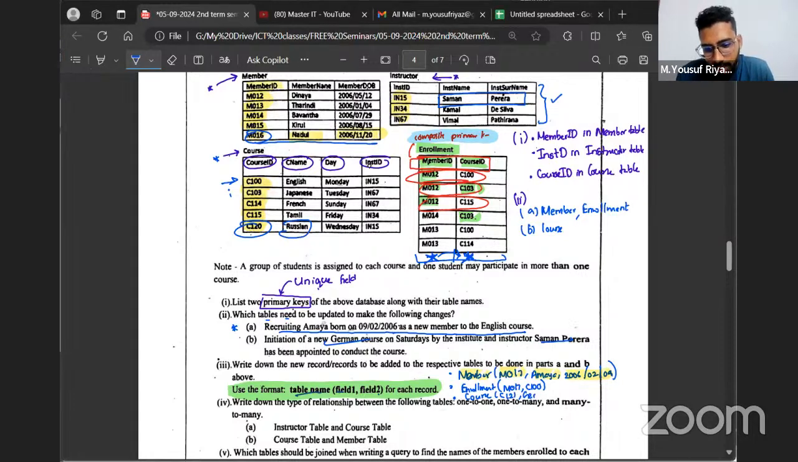I'm writing the correct answer here, man. This is the way you write the answer. You think I will tell you all one thing and you have to do something else? Did I write the table name, field name here? No, I wrote the values.